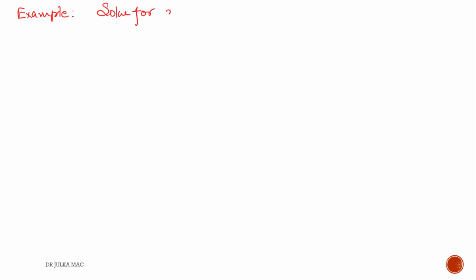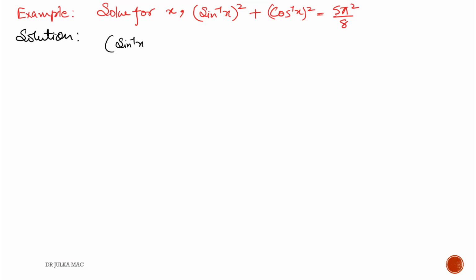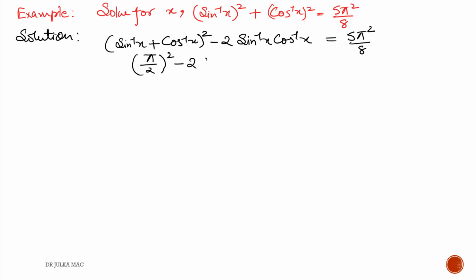Example 1. Solve for x where (sin⁻¹x)² + (cos⁻¹x)² = 5π²/8. We know that a² + b² = (a + b)² − 2ab. So (sin⁻¹x)² + (cos⁻¹x)² = (sin⁻¹x + cos⁻¹x)² − 2 sin⁻¹x cos⁻¹x = 5π²/8. Sin⁻¹x + cos⁻¹x = π/2, so cos⁻¹x = π/2 − sin⁻¹x.